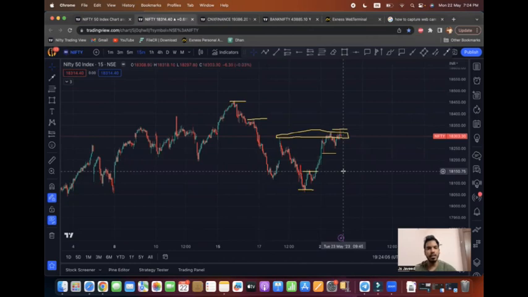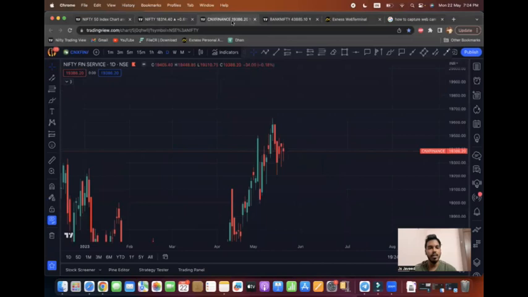This is the plan for intraday in both Bank Nifty and Nifty, and we have made a plan for the expiry trade in FinNifty as well.